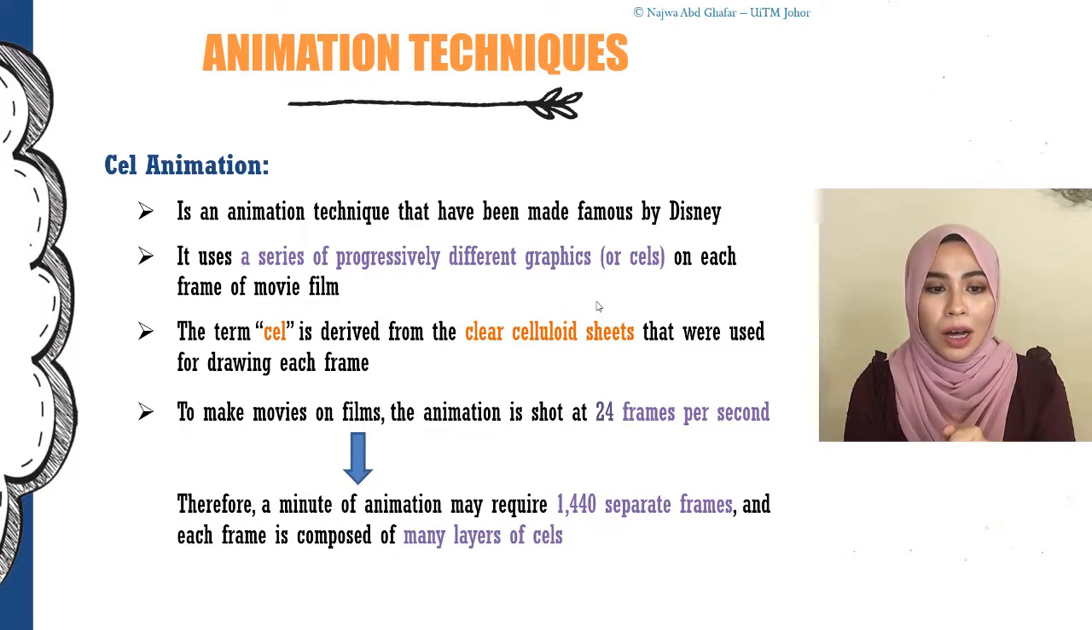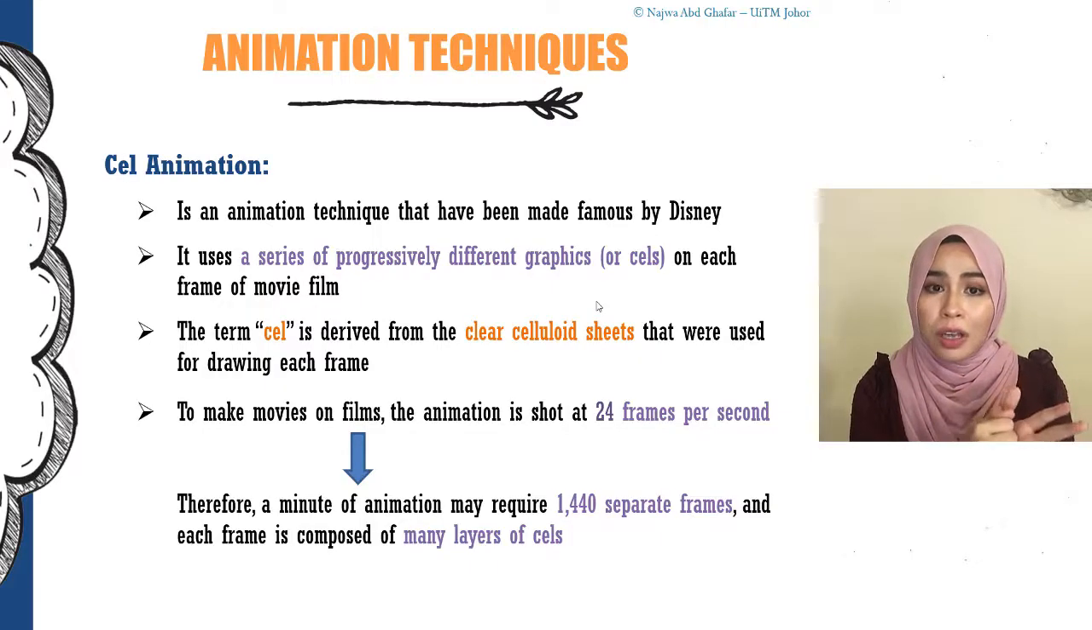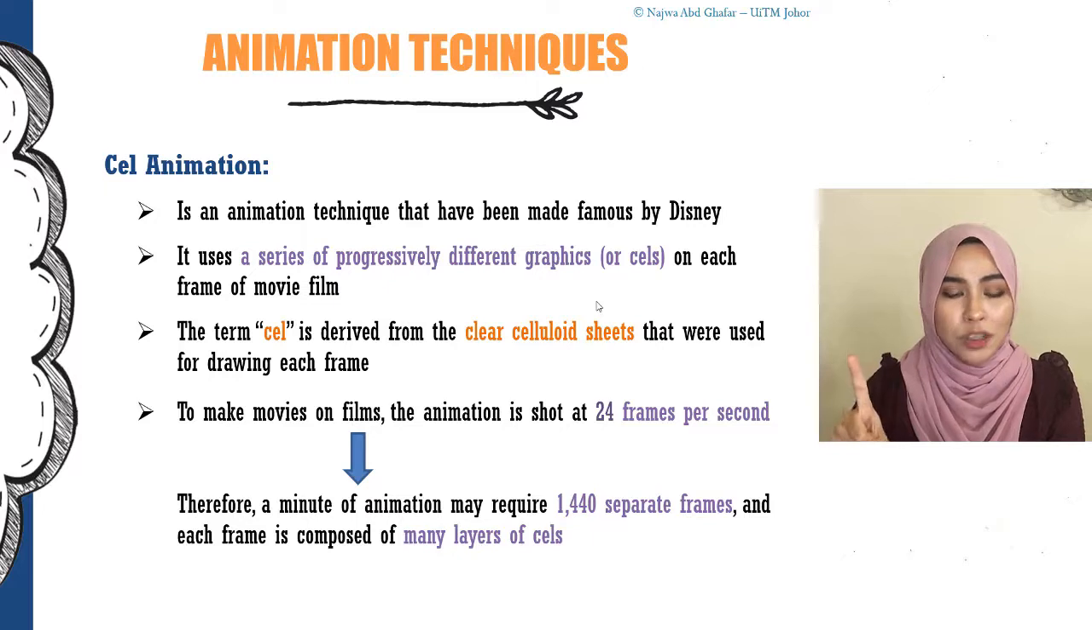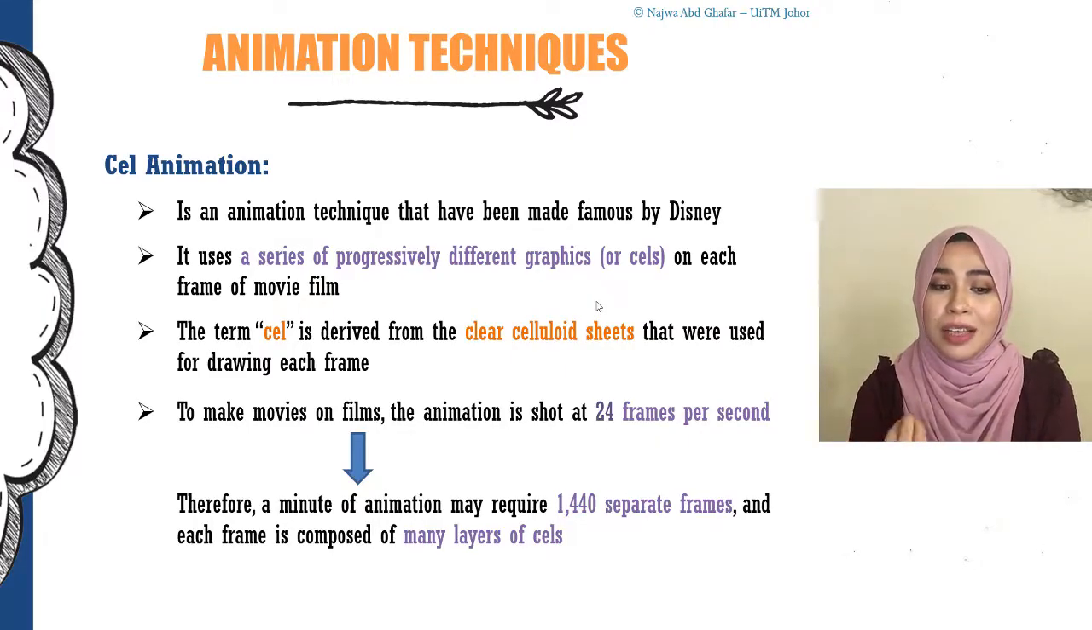To make movies on film, the animation is shot at 24 frames per second, meaning that in order to create 1 second of animation, they need to draw 24 frames of that cell. They will have 24 different cells in order to create only 1 second of animation. So imagine if there is a minute of animation. Disney may require 1,440 separate frames, and each frame is composed of many layers of cells.